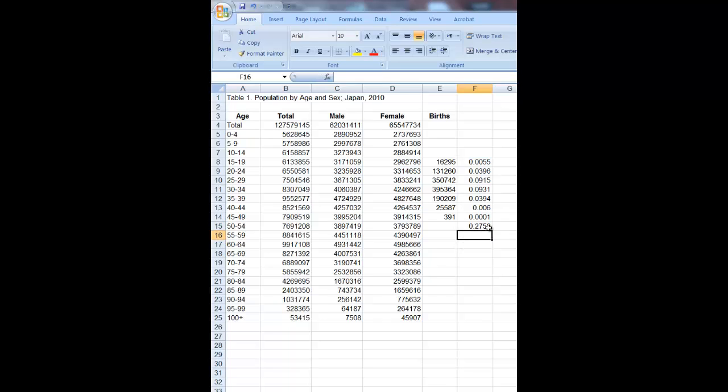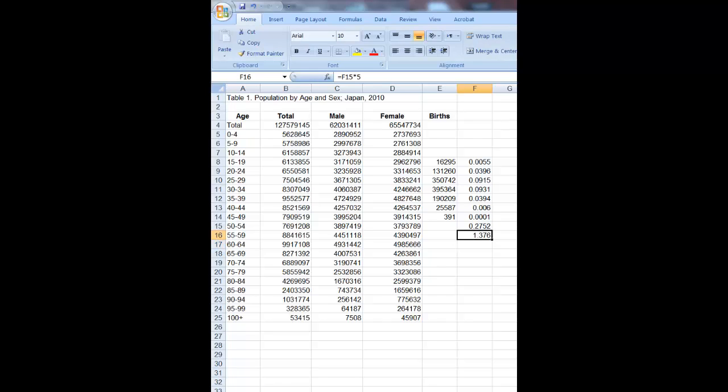I get 0.2752. Now that is essentially the total number of births per woman in 1 year of this age category, because this is just a point in time. So what we need to do, because these are 5-year age categories, is multiply this result by 5. If these were 1-year age categories, we wouldn't need to do that. If these were 10-year age categories, then we'd have to multiply by 10. So I'm just going to come here and go equal, click in that cell, and then do times 5, enter.